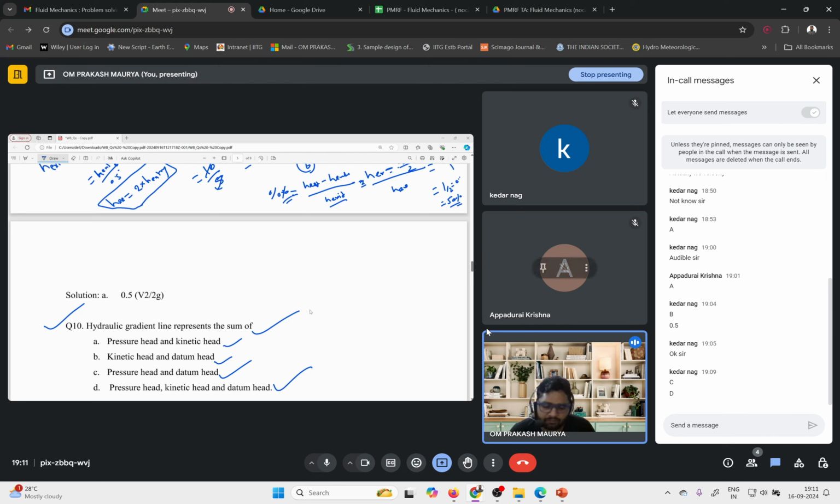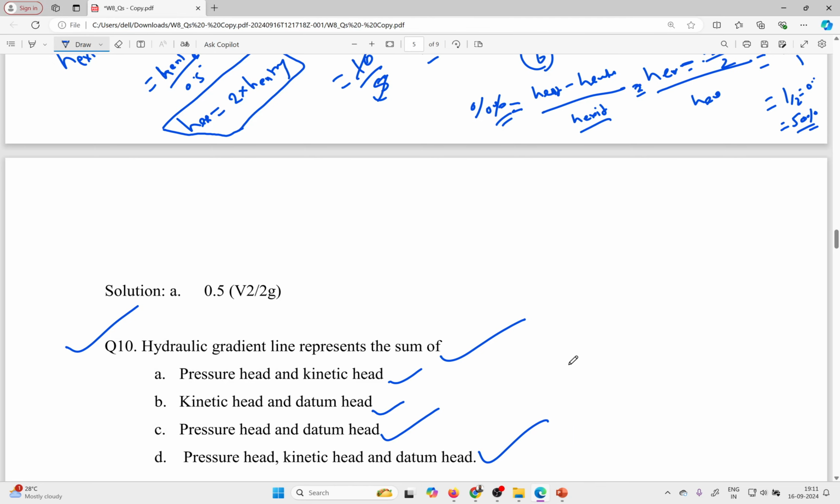Okay, I want to discuss a little bit for other students. Maybe when the student sees the video, it will be more clear. So here, hydraulic gradient line, let me just draw one pipe flow. Let us insert here the piezometer. So here the pressure is this much.